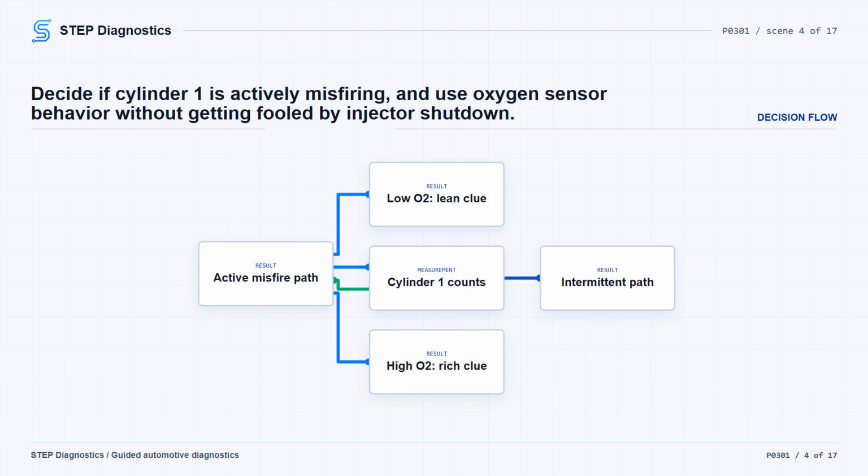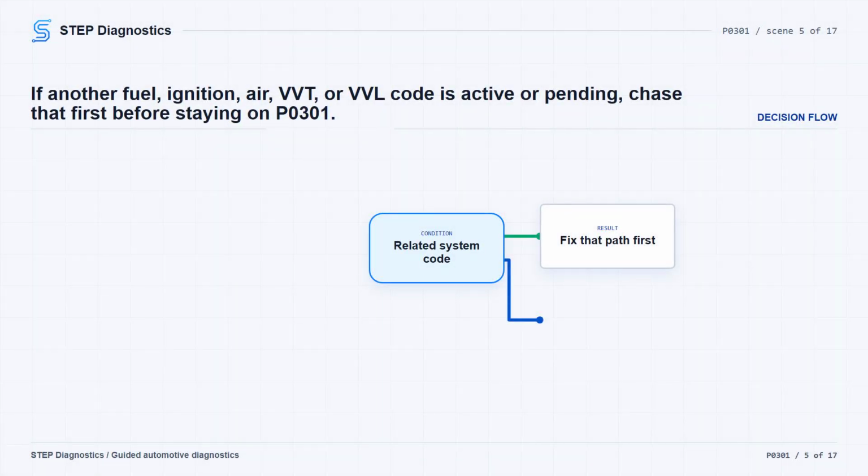If it is not active, treat it as an intermittent condition instead of forcing a guess. Also remember that during a severe misfire, the PCM can shut off the injector for the affected cylinder to help protect the catalyst, so a high-load misfire can appear to continue when you come back to idle until that strategy resets. Next, look at the other recorded codes. If there are active or pending codes in the fuel system, ignition system, air handling system, VVT system, or VVL system, deal with those applicable paths first. If none of those are active or pending, stay on the cylinder 1 misfire path.